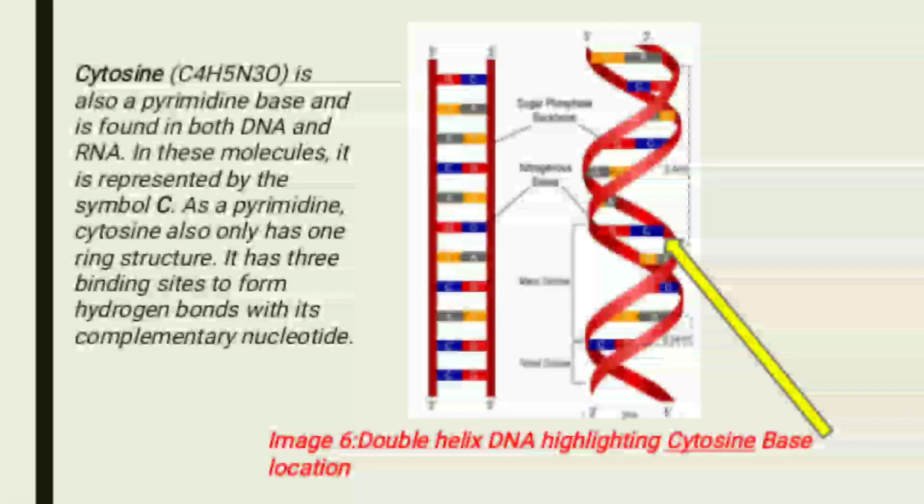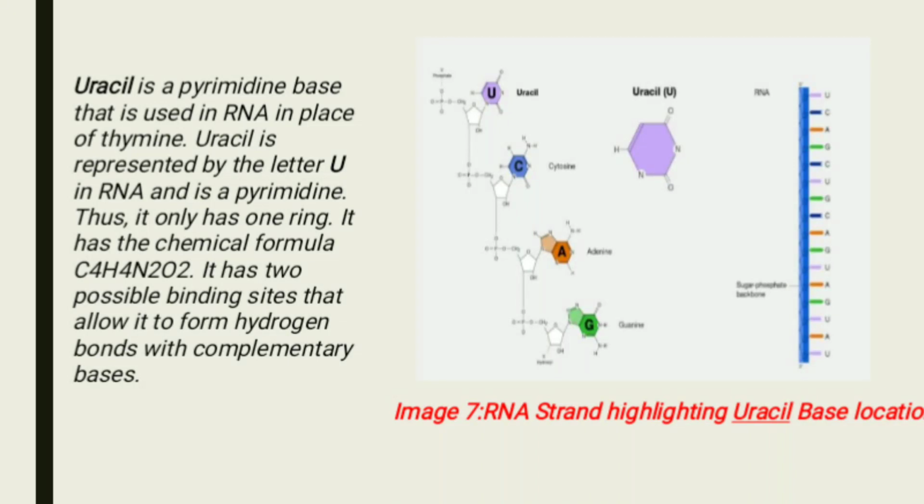And coming to cytosine. Cytosine is also a pyrimidine molecule, which contains only a single ring structure. It is denoted by the symbol C. It is present in both DNA and RNA. It has 3 binding sites to form hydrogen bonds with its complementary nucleotide.